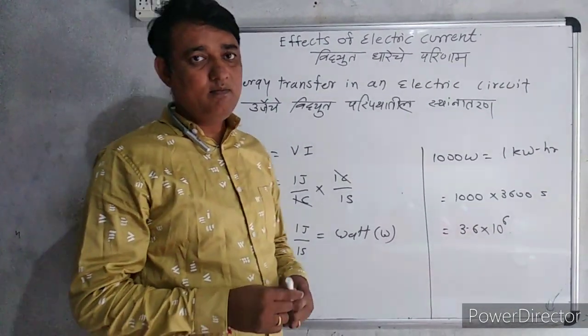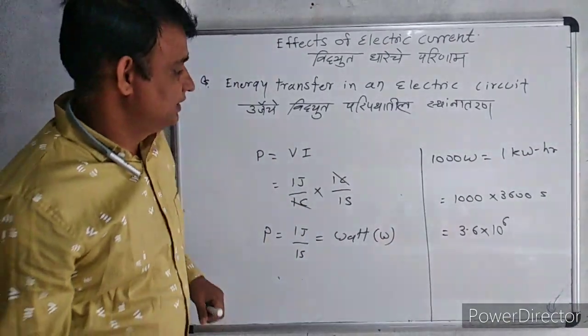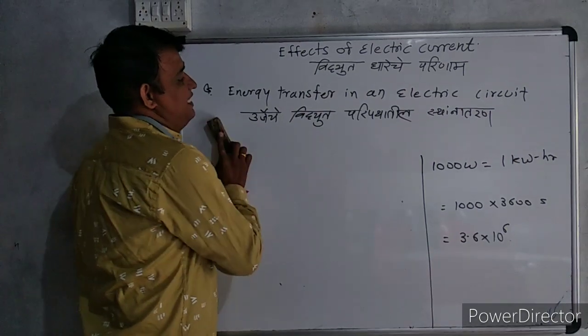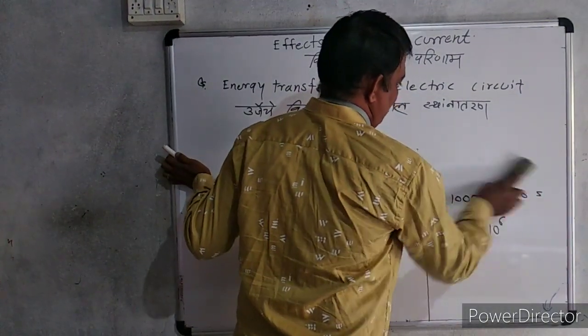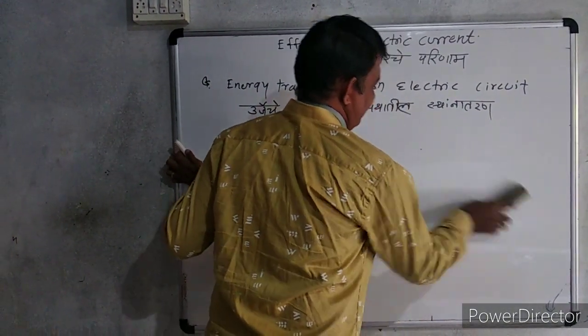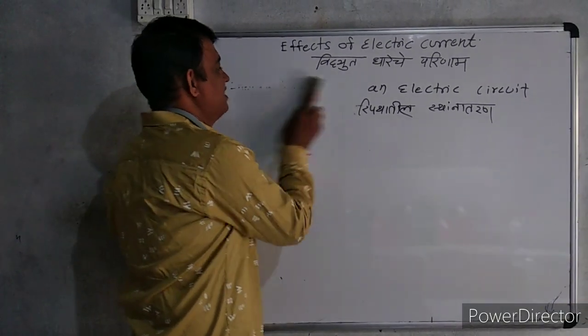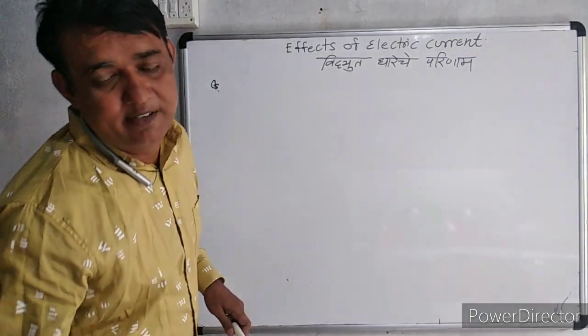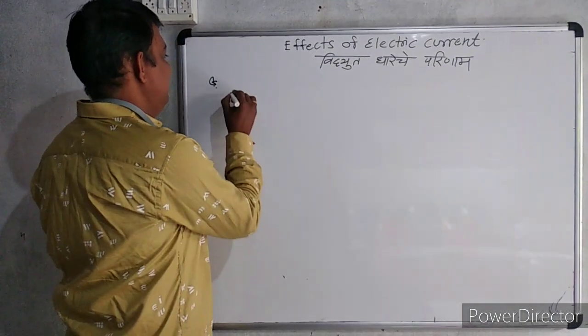Okay, now the first picture we saw, in that picture we saw 2 effects of electric current mainly, and out of that the first effect is the heating effect of electric current. The first effect is what? Heating effect of electric current.